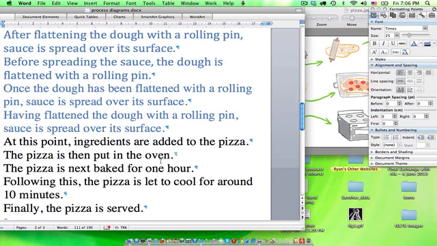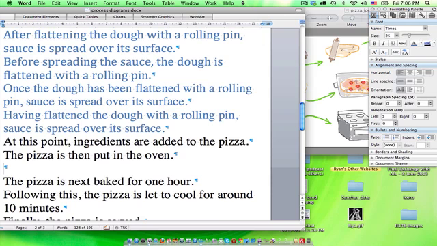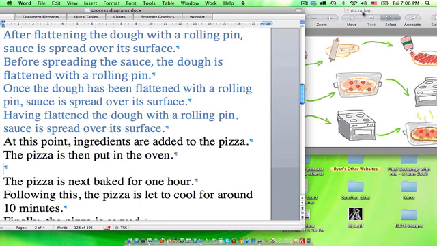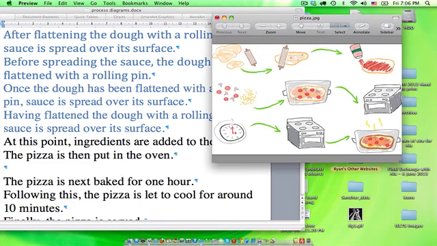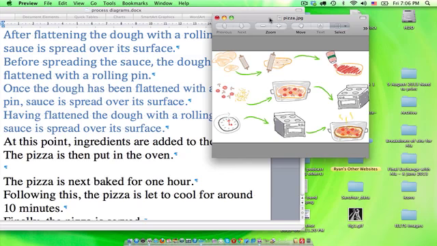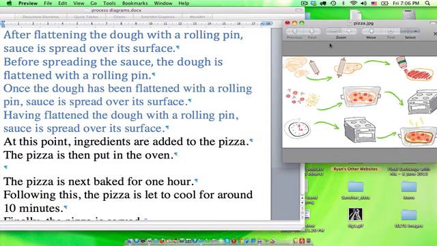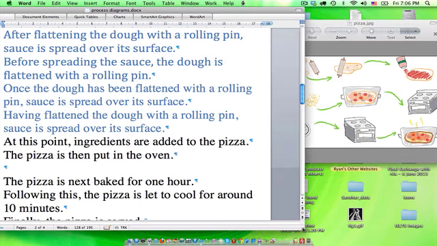So now we could go on through each of these sentences and do the same. I'll just show you very quickly a couple of examples. So at this point, ingredients are added to the pizza. The pizza is then put in the oven. Okay, I'll just try to get our image to an area where we can kind of look at it as we're typing here. I might have to shrink my window a little bit.